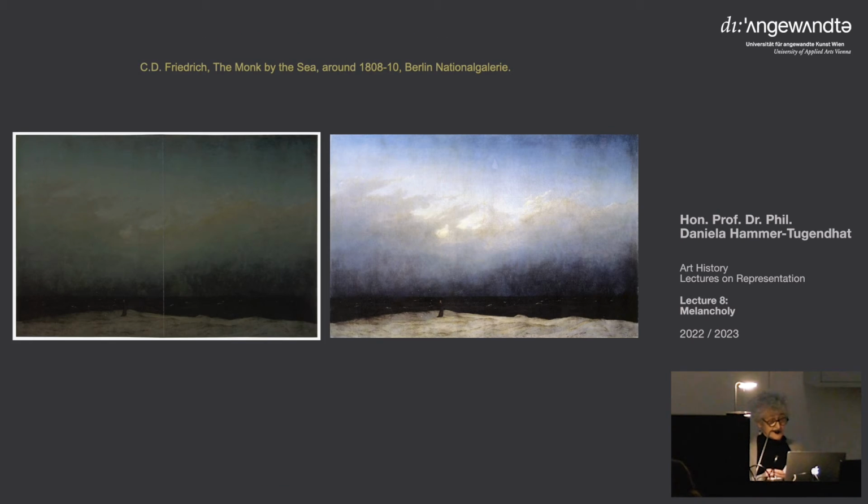Like no other artist, Caspar David Friedrich was able to give this mental state pictorial expression. The Monk by the Sea, one of the most famous paintings. The individual withdraws from society to be totally alone with nature. The basic feeling of melancholy is now projected onto nature.